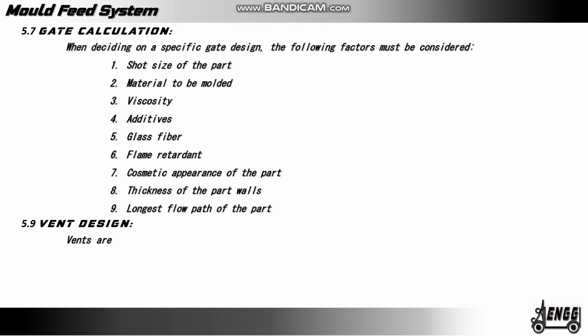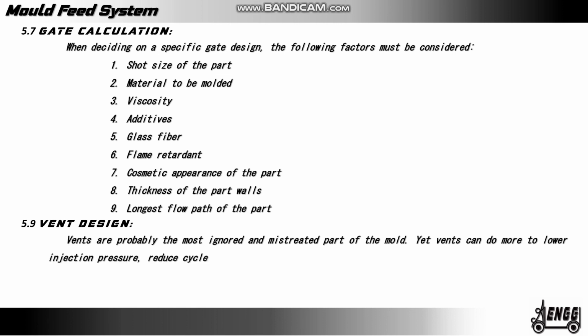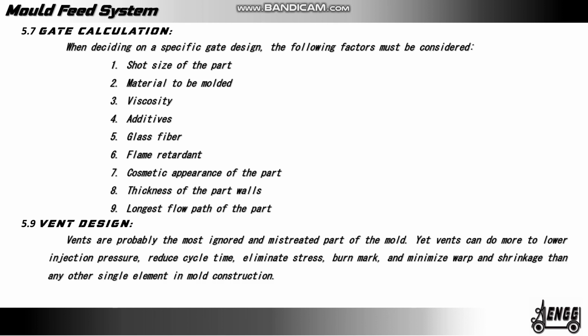Vents are probably the most ignored and mistreated part of the mold. Yet, vents can do more to lower injection pressure, reduce cycle time, eliminate stresses, burn marks, and minimize the warp and shrinkage than any other single element in the mold construction. Vents allow the trapped air and gas built up by resin melting to escape from the closed and sealed mold into which molten plastic is injected. If the air is trapped inside, it will result in short filling and sink marks.